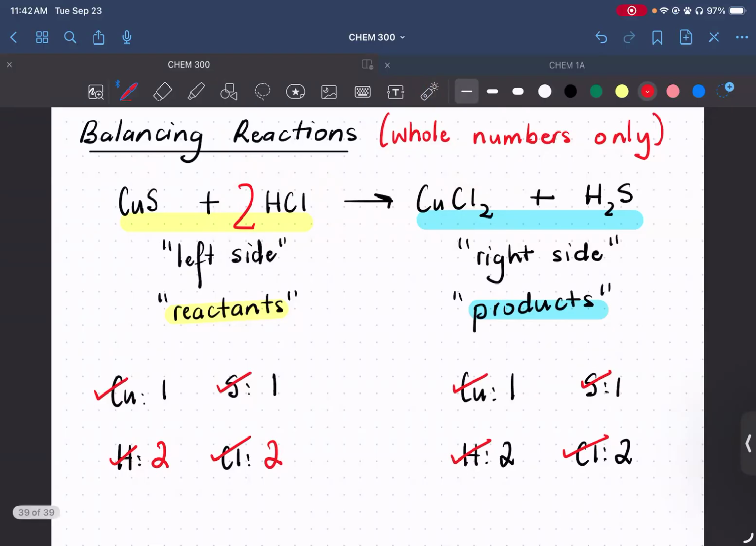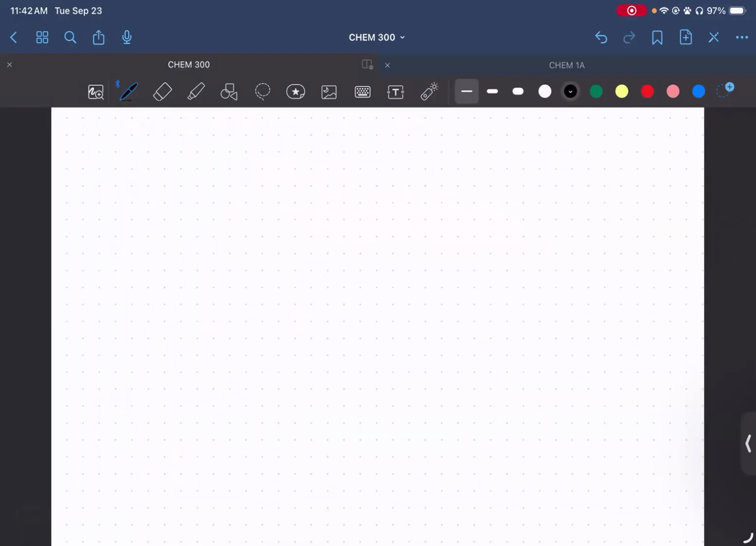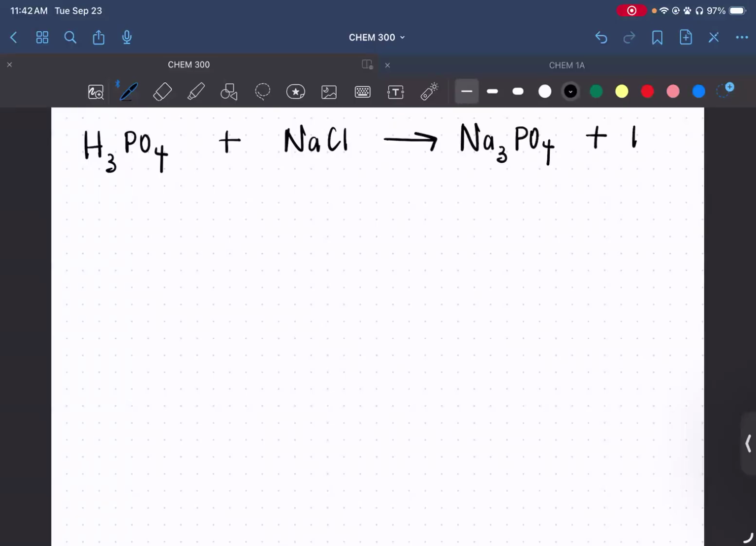Let's try another one. This is the reaction between H3PO4 added to NaCl gives us Na3PO4 plus HCl.